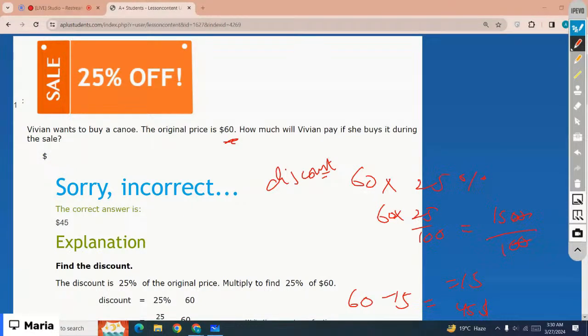So that means the discount is $15. So 15 is the sale amount, subtract it from 60. So 60 minus 15 equals $45. That means you have to pay $45.